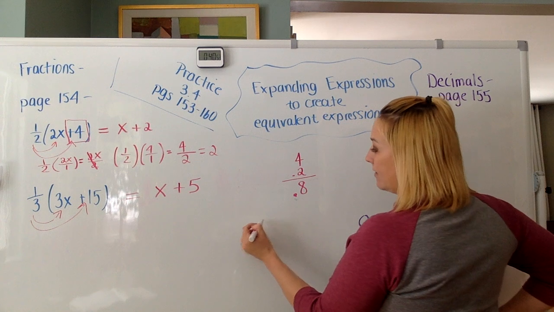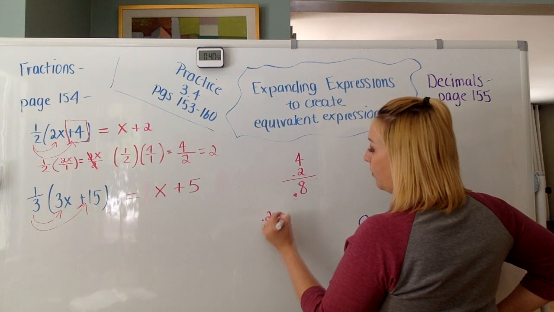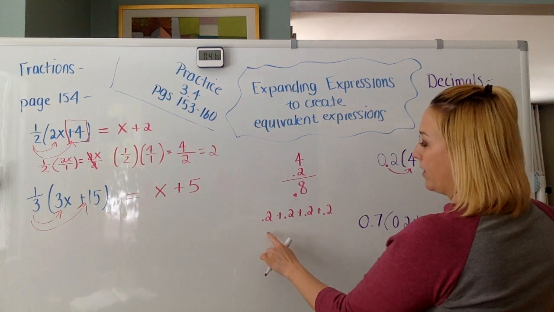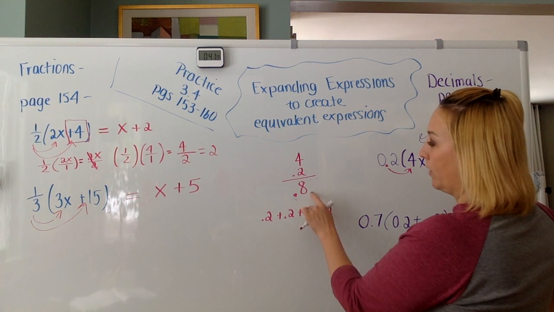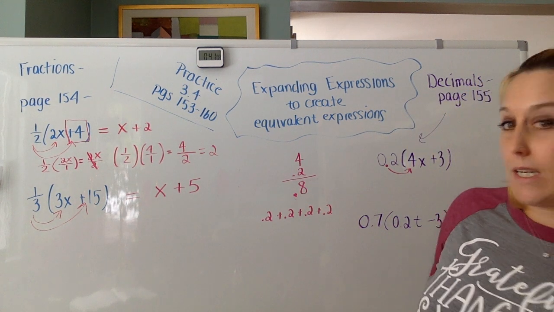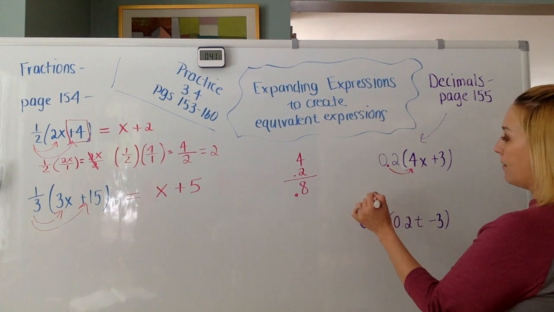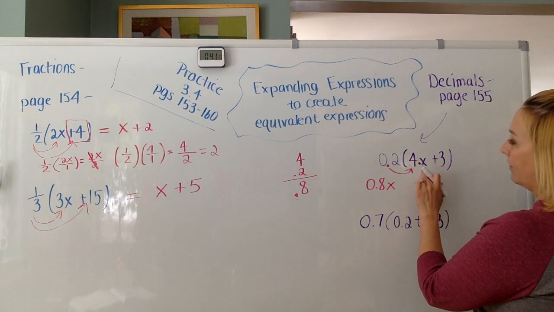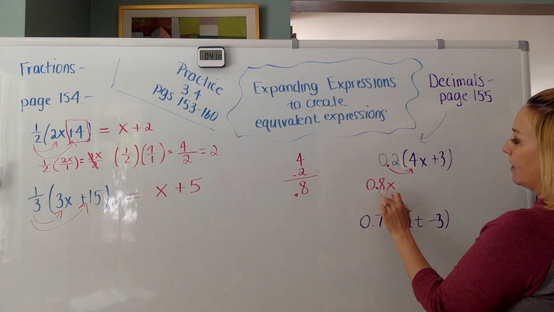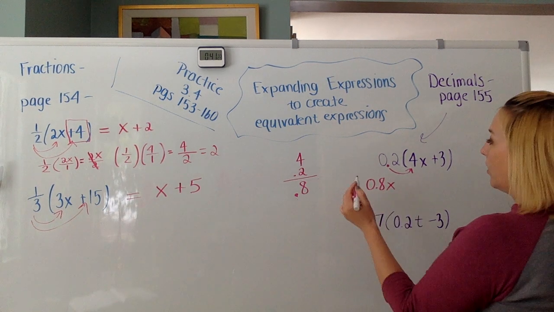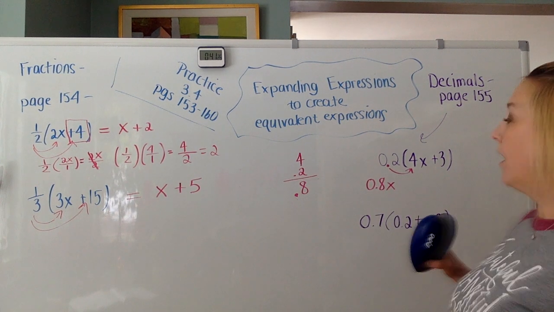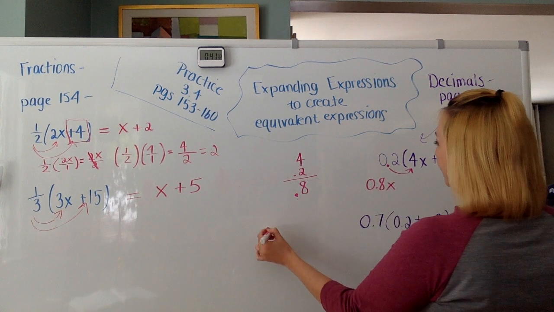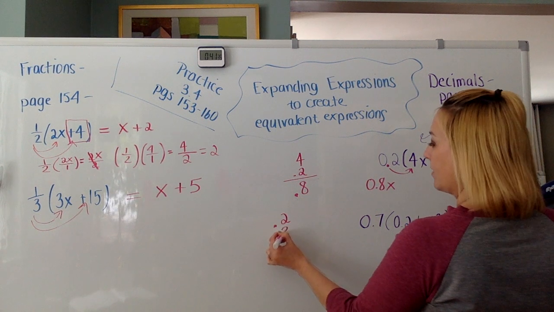The other way I could look at it is saying, well, I know that this is 0.2 plus 0.2 plus 0.2 plus 0.2, right? Because it's 0.2 four times. 0.2 plus 0.2 plus 0.2 plus 0.2 is 0.8 or 8/10. But I can't forget my trusty old x here, right? Because this was 4x. So I have here 0.8x, or this is saying what is 2/10 of 4, okay? So here we have 8/10x, and then we've got 0.2 times 3.